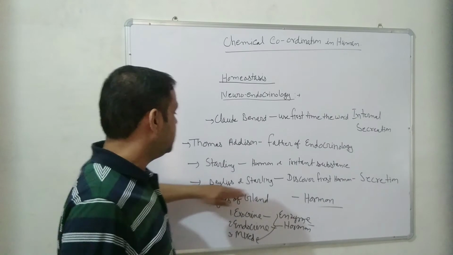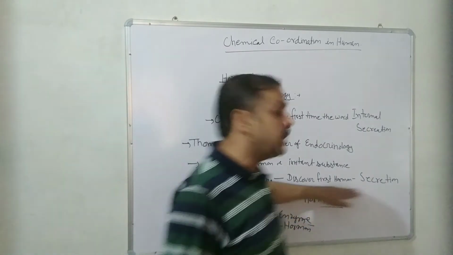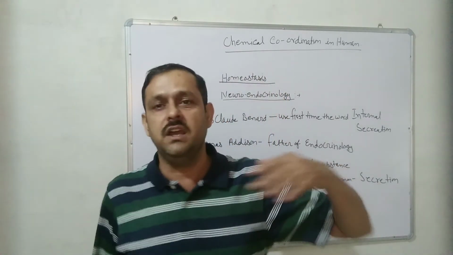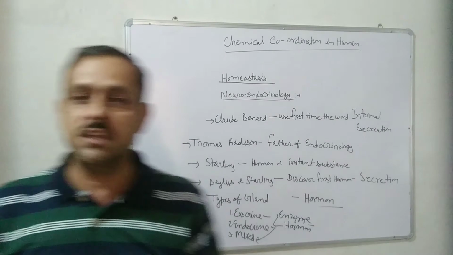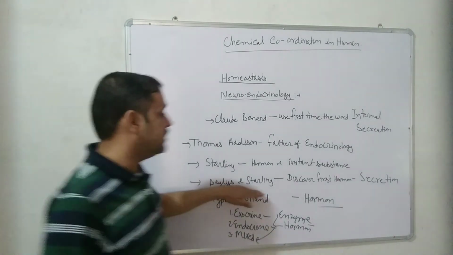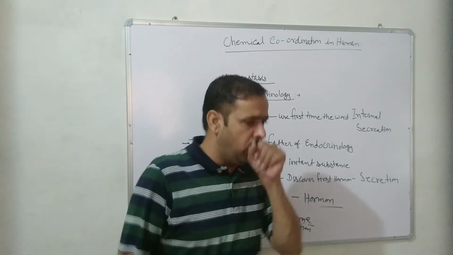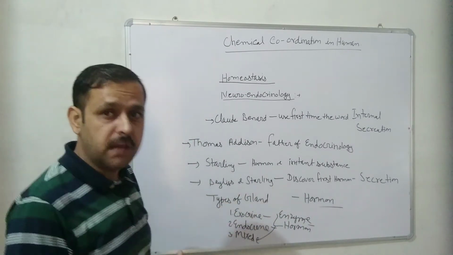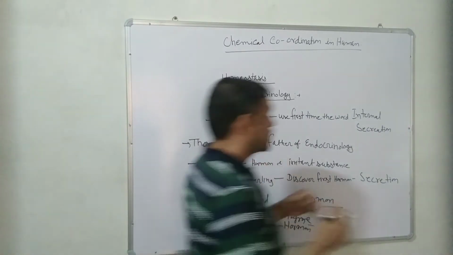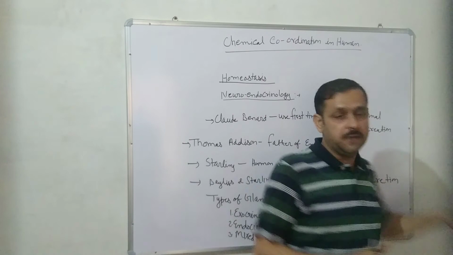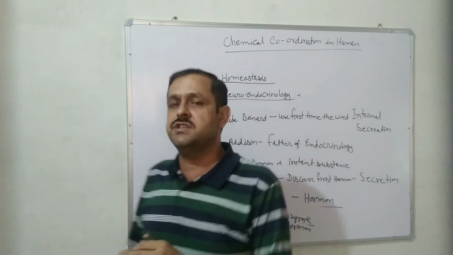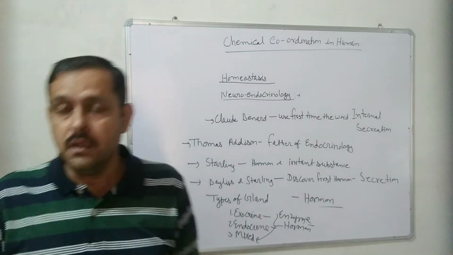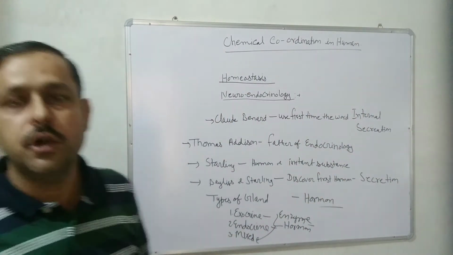Now Bayliss and Starling discovered the first hormone, or we can say the first human hormone was discovered by Bayliss and Starling. Sorry, the name of the first hormone which is secreted or discovered in humans is secretin, and this secretin hormone is secreted by the mucous membrane of the duodenum.